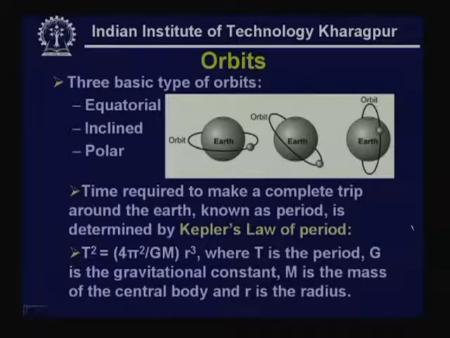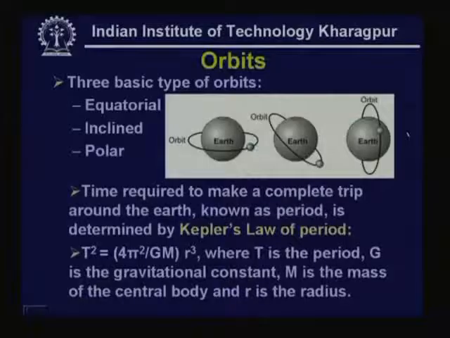So, first we start with orbits. Although the number of orbits is very large in satellite communications, they can be broadly categorized into three types. The first is equatorial. As you can see here, this is the equatorial plane, and these are the poles. This is your earth, and here is the orbit. So, it is on the equatorial plane.